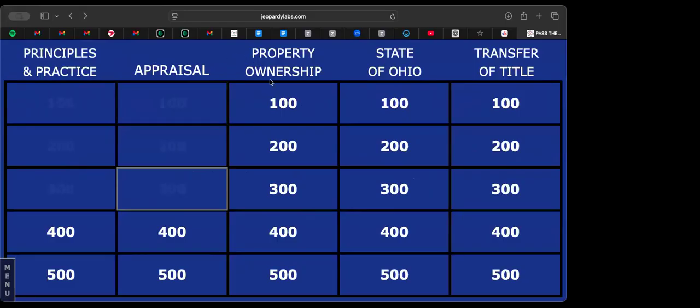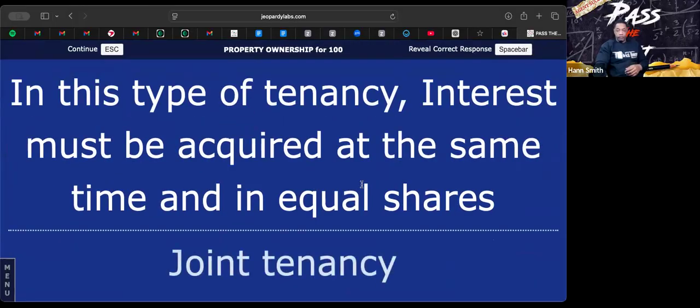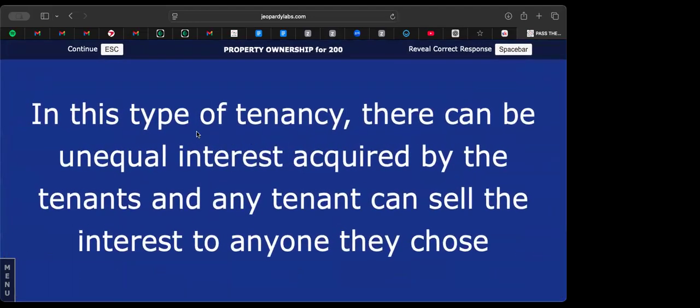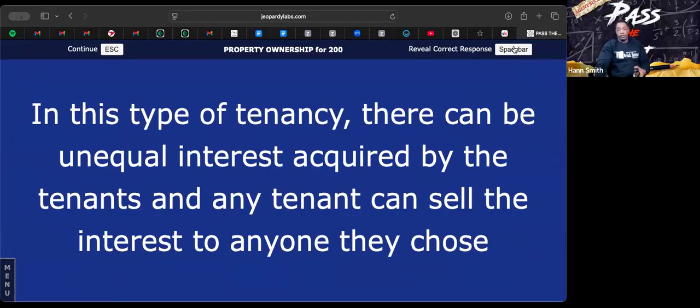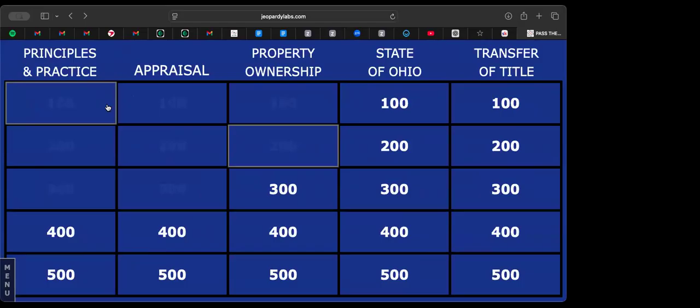Okay. Property ownership 100. Joint tenancy. Yep. 200 property and ownership. This is a tenancy in common. Yep. 300 property ownership.